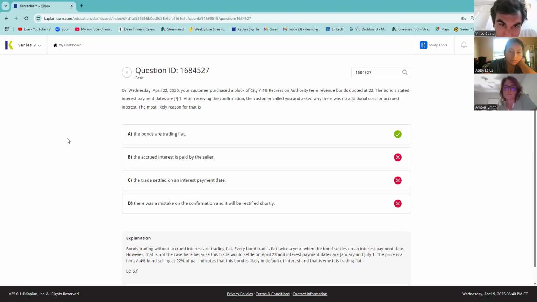The only bonds that trade with no calculation of accrued interest, trade flat, are bonds in default, zero coupon bonds, or income or adjustment bonds. So the answer is A.